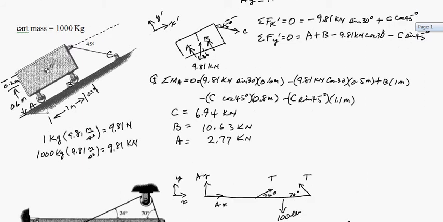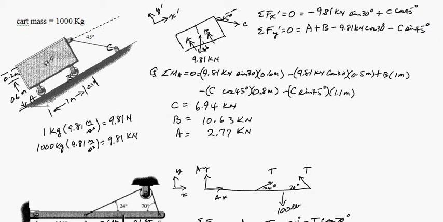For our next free body, for the cart, notice you can choose a tilted coordinate system, and for convenience that's what we're going to do. If you change the x and y and tilt it, call it x primed and y primed, so that it designates you're not working in our standard x and y direction. So you sum the forces in the x prime direction. Notice that the weight, by the way, 1 kilogram times 9.81 meters per second squared is 9.81 newtons. Well, this is 1,000 kilograms, so it ends up being 9.81 kilonewtons.